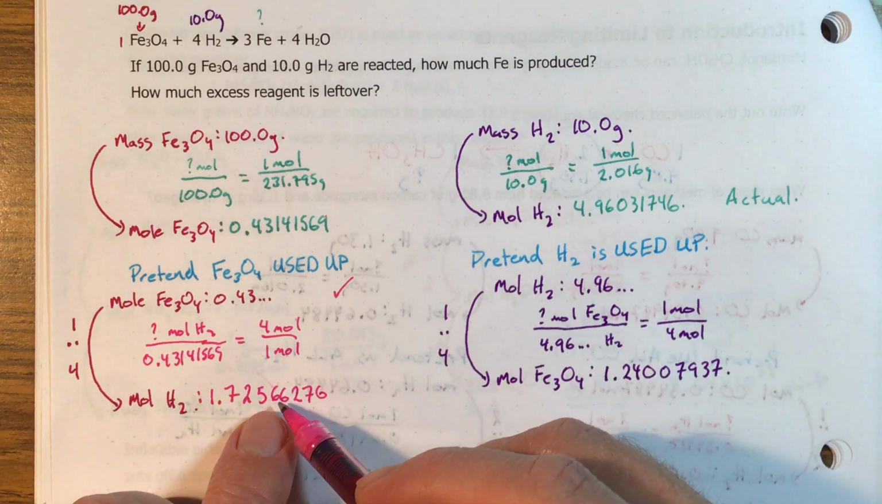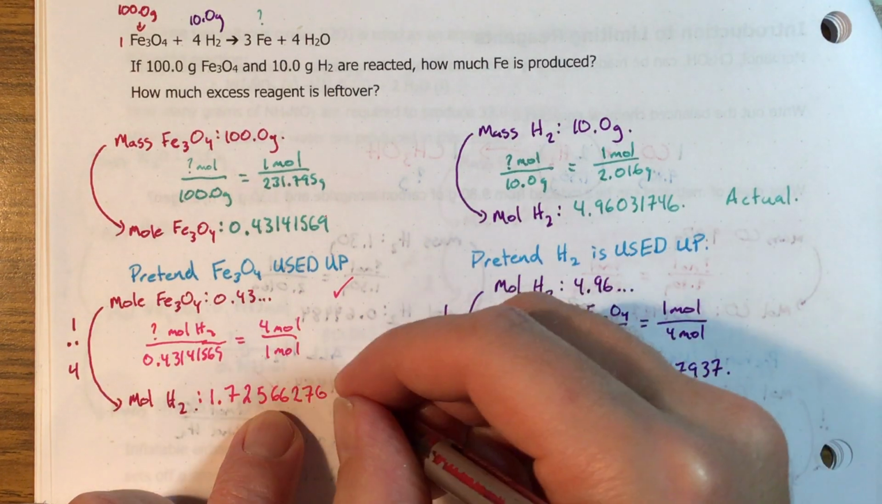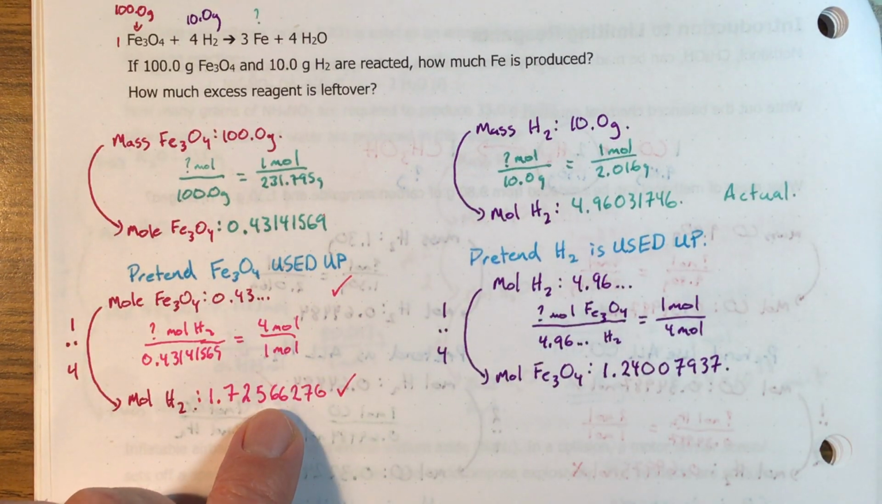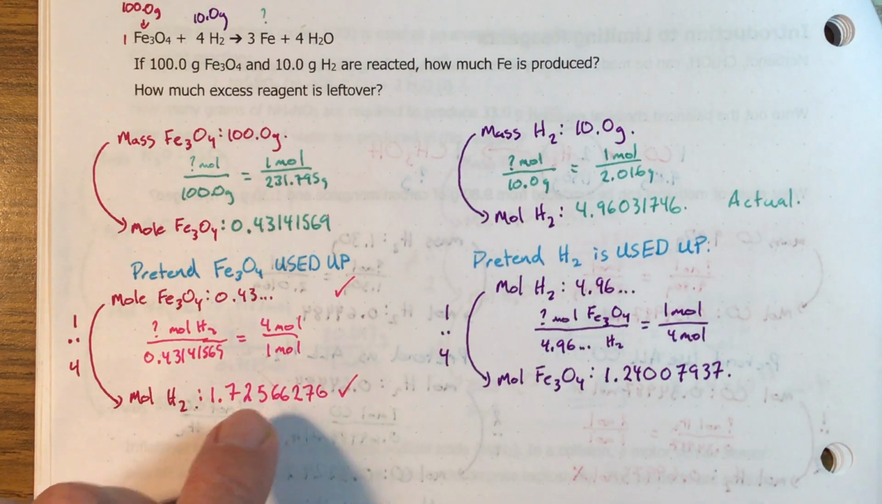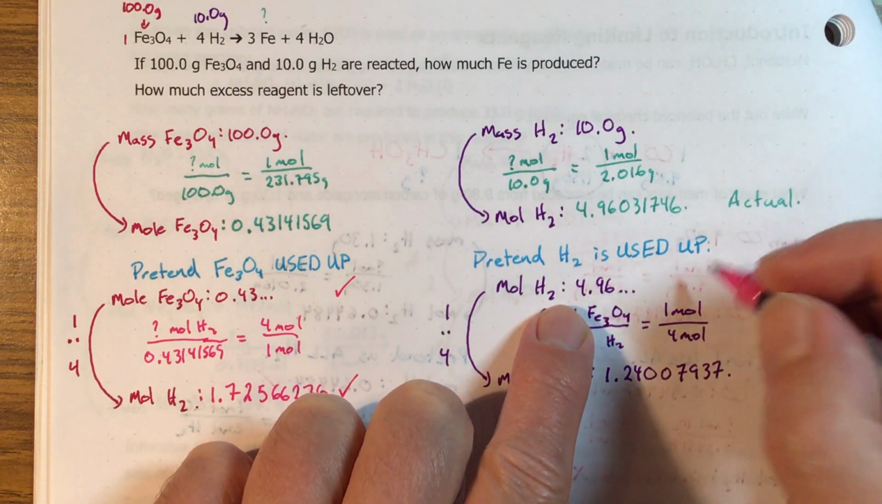We're looking for 1.72 to use it all up, and we have that. We have 4.96. So yes, we're going to use all that up. Let's look at the other one. Do we have this much H2? Yes, we do. This is good.